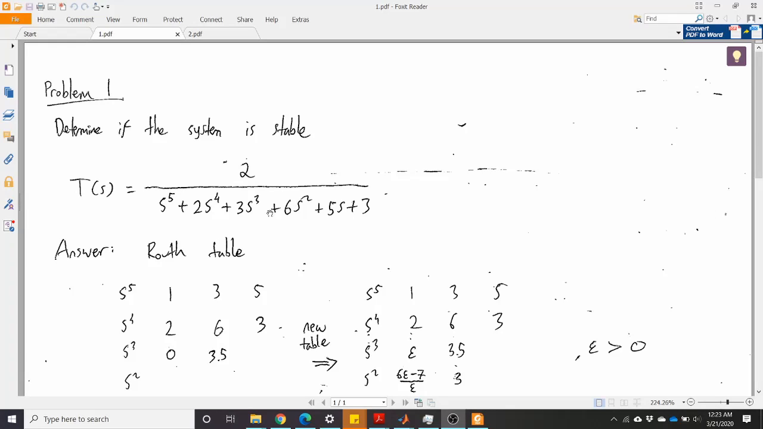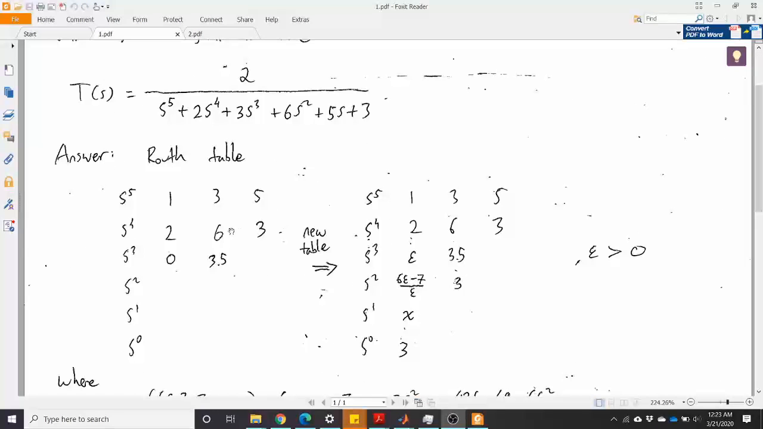So in the first problem, we have T of S expressed by this equation. So this is a closed loop system, and we want to determine the stability by the Routh table. So the poles are given by this polynomial: s to the 5 plus 2 s to the 4 plus 3s cubed plus 6s squared plus 5s plus 3.